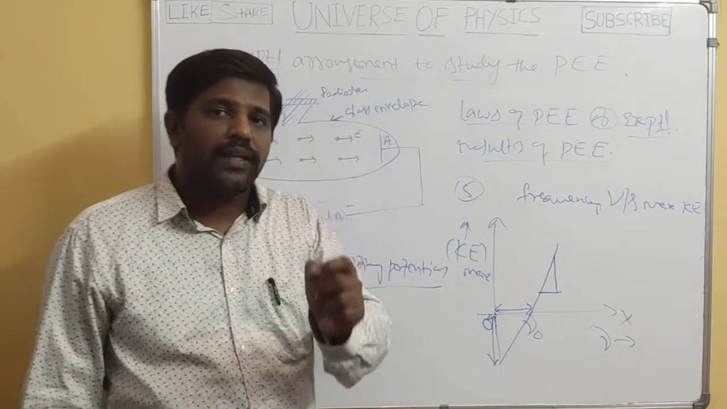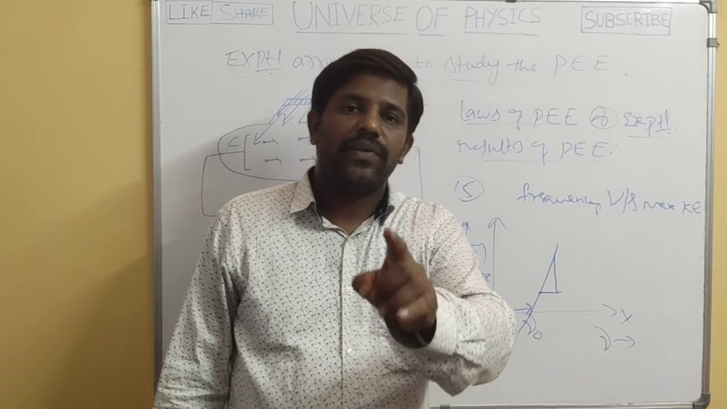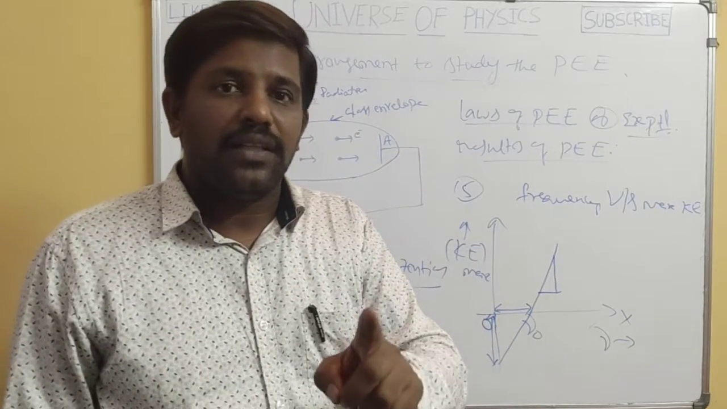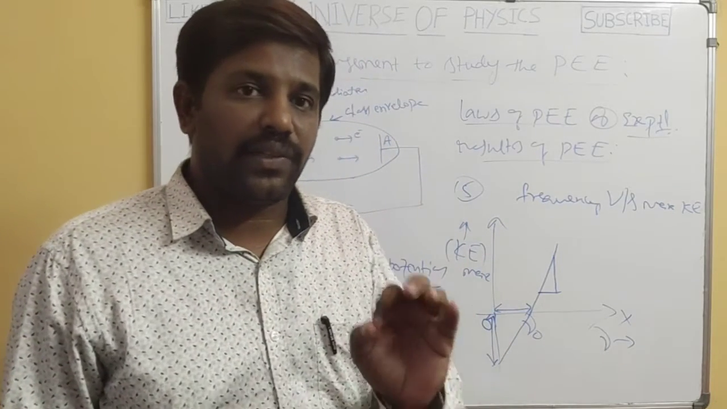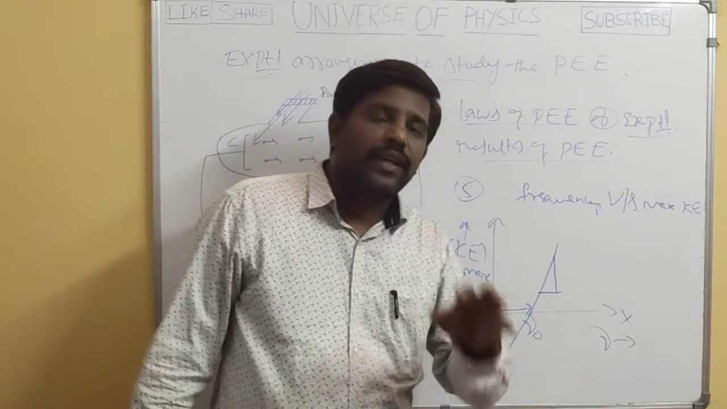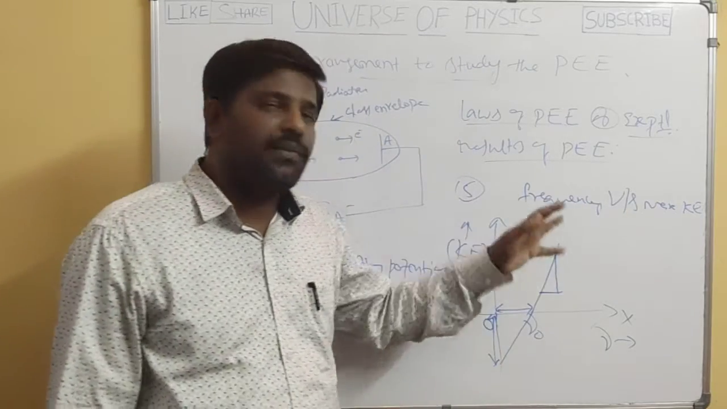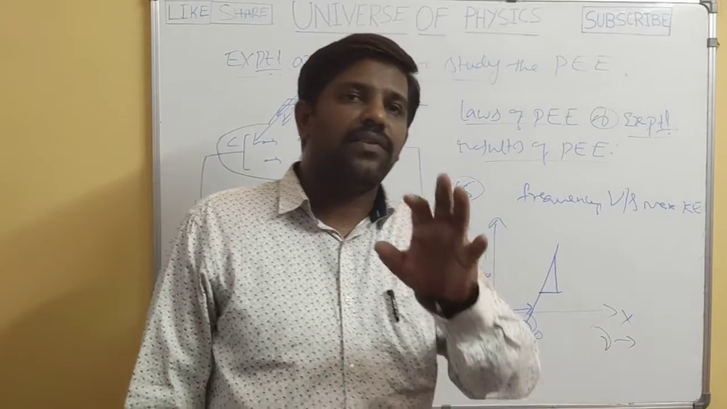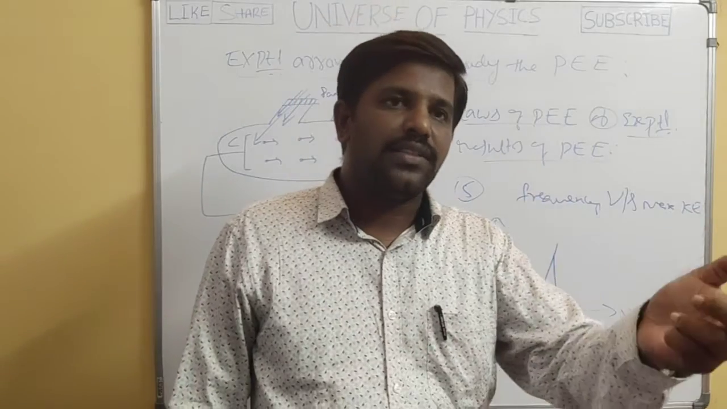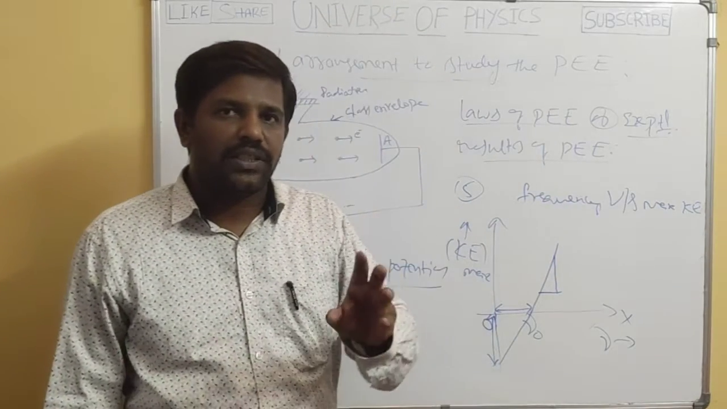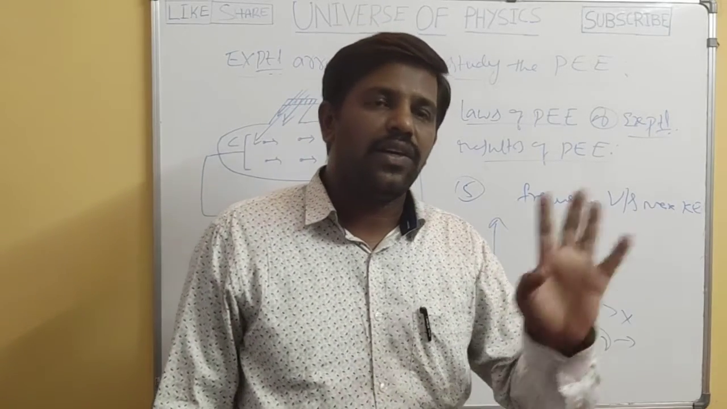Second one: the number of photoelectrons liberated from the metal surface depends only on intensity and is independent of frequency of the incident radiation, but the frequency should be greater than or equal to the threshold frequency. The number of photoelectrons liberated depends on intensity. If you plot a graph of intensity versus photoelectric current, it is a straight line passing through the origin. It means it is linearly dependent. If you increase the intensity, the photoelectric current also increases.